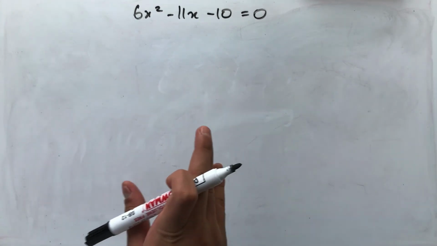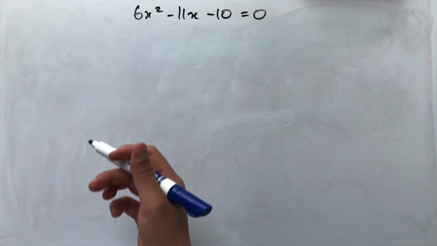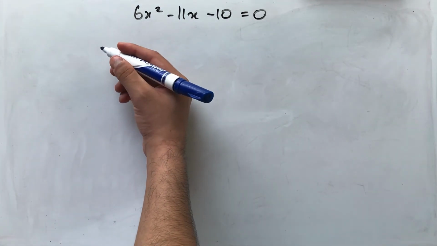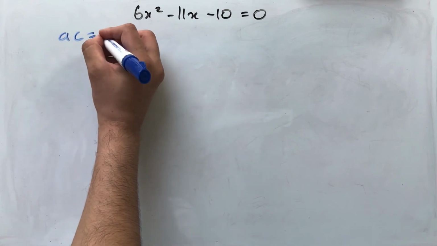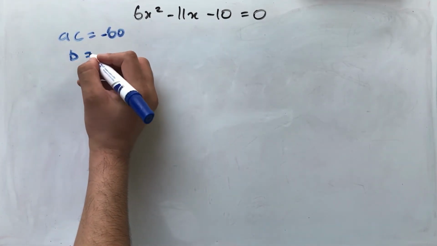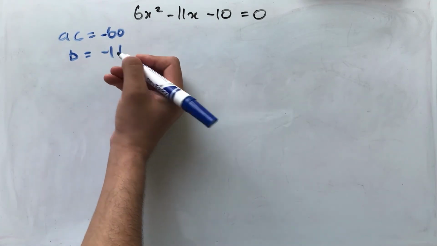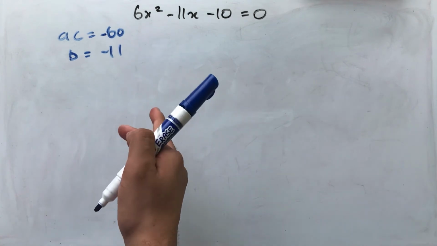Well, first of all, we still have to factorize the left-hand side. Okay, so we're going to go ahead with factorizing this. And to factorize this, we know that AC is equal to negative 60, and B is obviously negative 11. Now what terms can we find that add up to this and multiply to this and all of that?